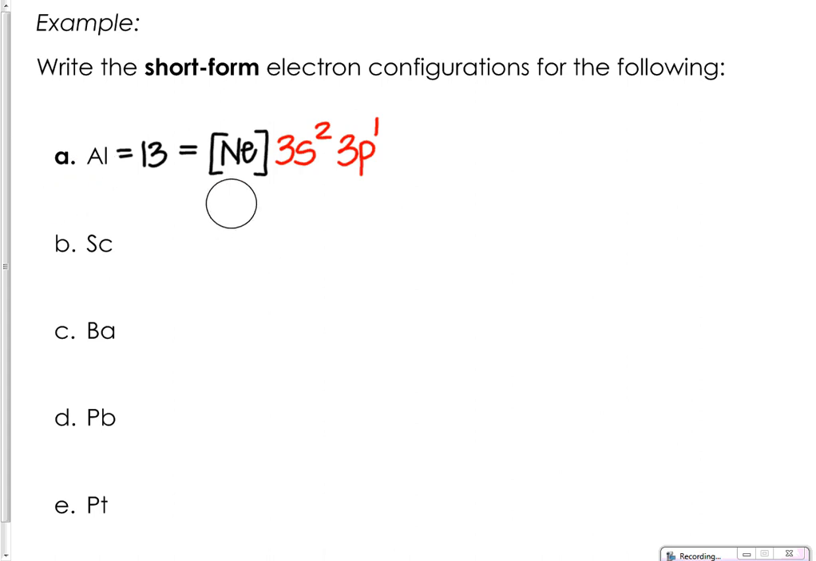Now we're going to try another one. This time, you're going to find scandium on your periodic table. Scandium is element number 21.